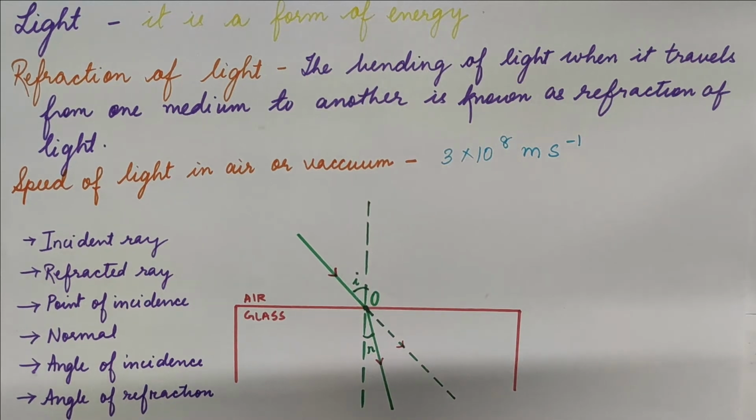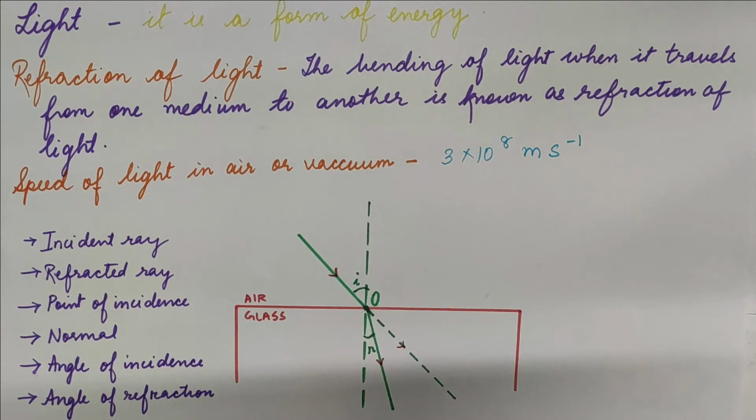Now what is refraction of light? It is a bending of the light when it travels from one medium to another. It's known as refraction of light. So I have drawn a diagram. Let us see what are the points given here.